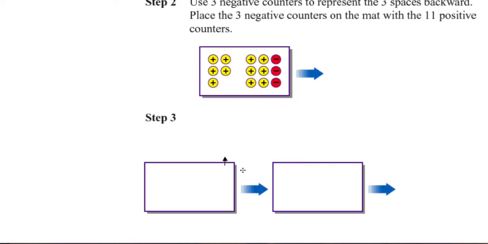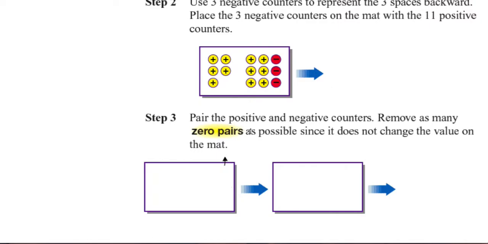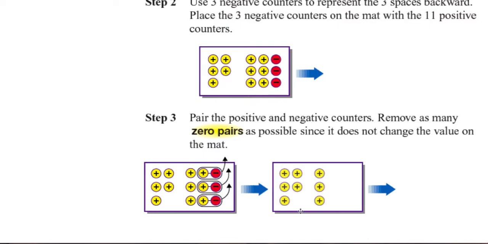Step number 3, pair the positive counters with the negative counters. Remove as many zero pairs as possible since it does not change the value on the mat. Remember, when you add anything with 0, the number is the same. So it's the same thing here. We simply have to remove as many zero pairs as we can. If you notice, we have 3 zero pairs removed, and if you remove these 3 zero pairs, you're left with 8 positive counters.